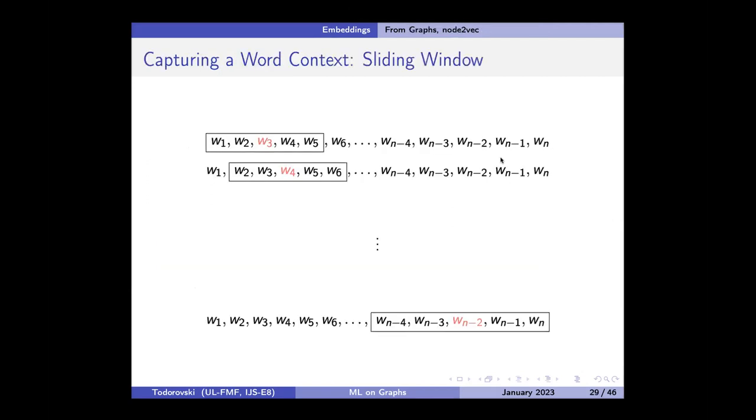So let's see how a word context is captured. The context of a word is captured using a sliding window. Very basic thing. I consider the text to be a sequence of words, and I just slide the window through my text, and I have designated words in the middle, and the rest is the context in each of these sequences in the sliding window.